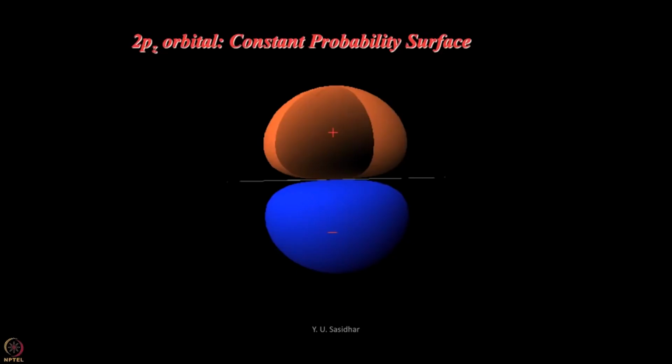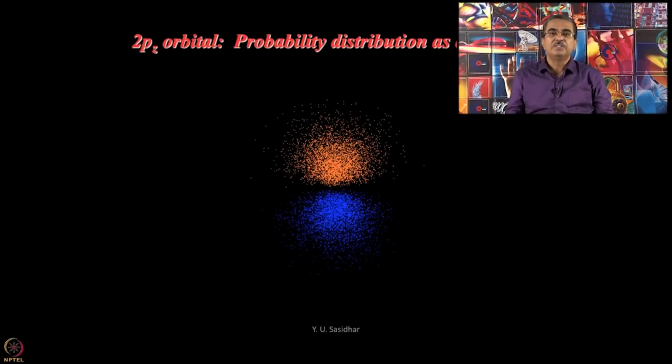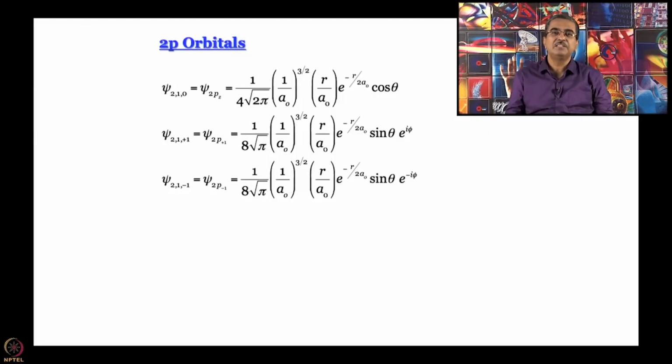Why is it that we like to plot constant probability surfaces? We like to do that because it is probability that tells you where the electron is. So, when you want to work out things like bonding, you better know what probability is. Okay? Now, this is another way of drawing the probability distribution as dots. We are now familiar with this.